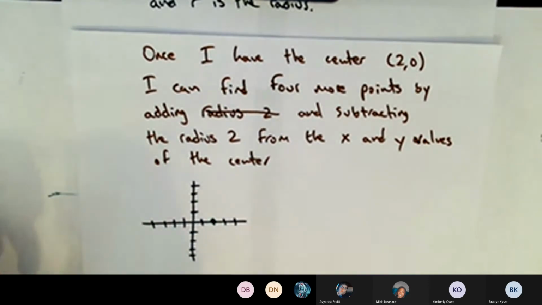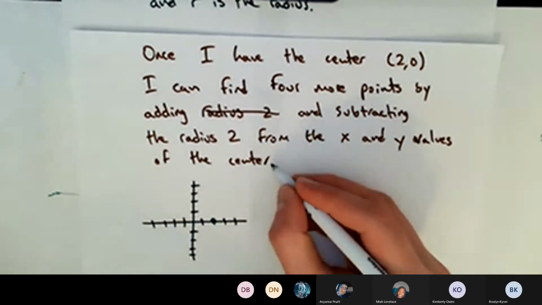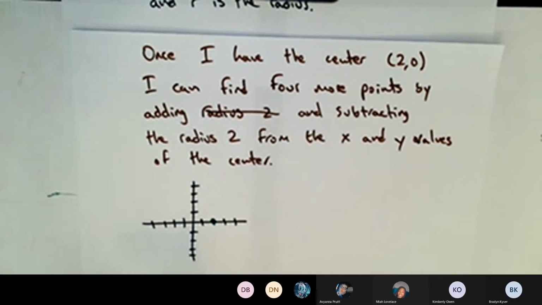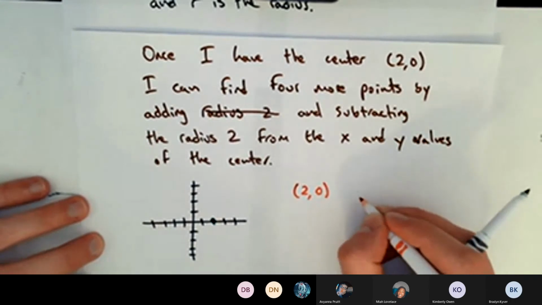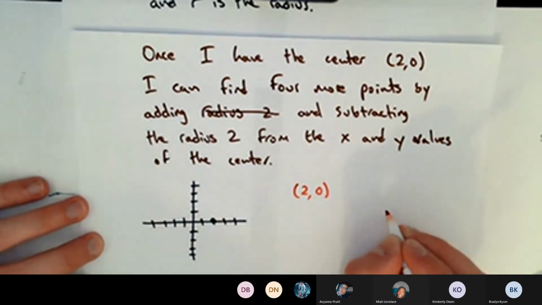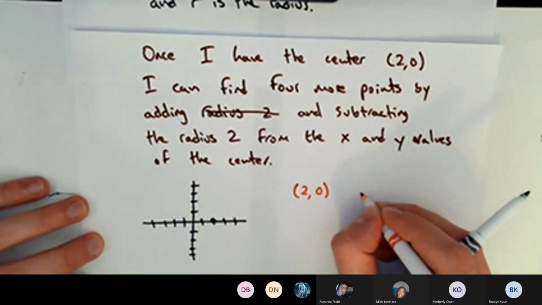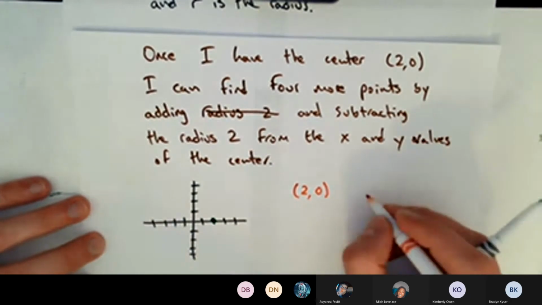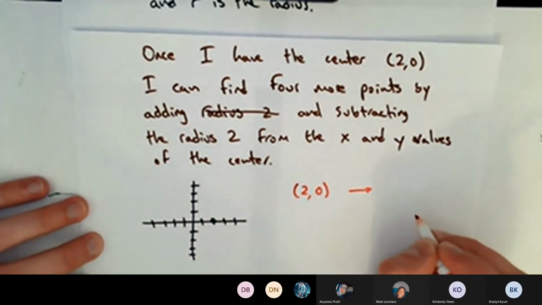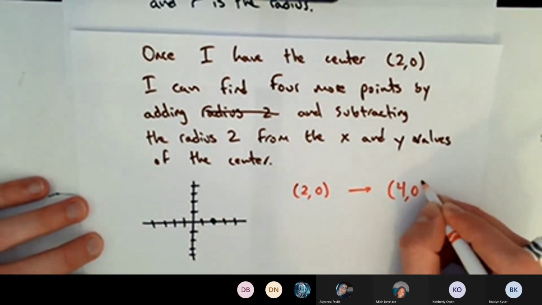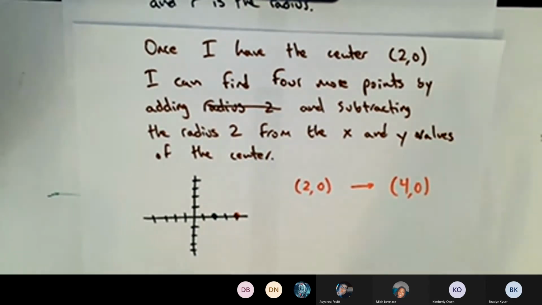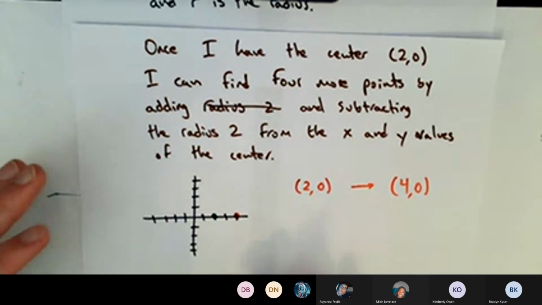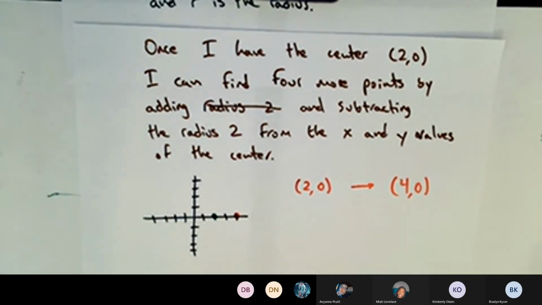All right, so what the heck do I mean about adding and subtracting the radius from the x and y values of the center? Well, I can say that the center 2, 0, how about I add 2 to the x value? What point will that give me? That will give me the point to the right of the center, 4, 0. Which by the way, we already knew that point, but we're just starting straight from the center. We're going to find these other 4 points.